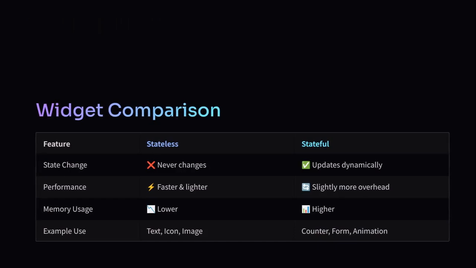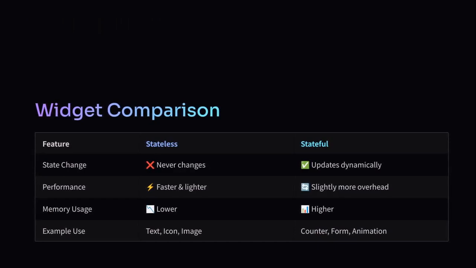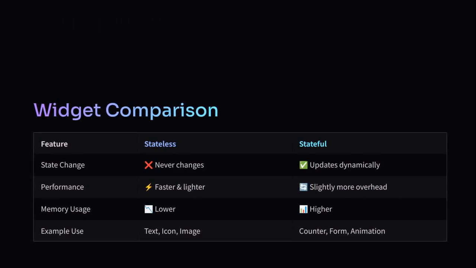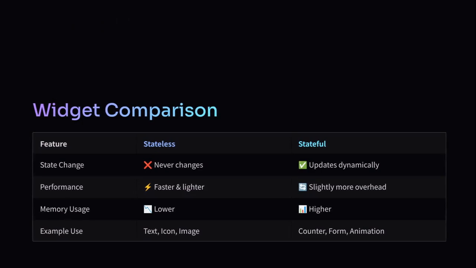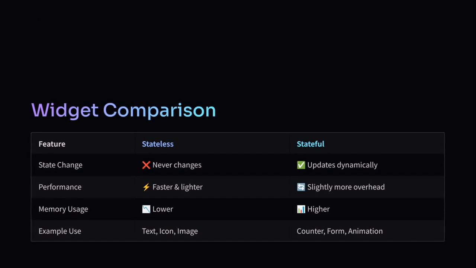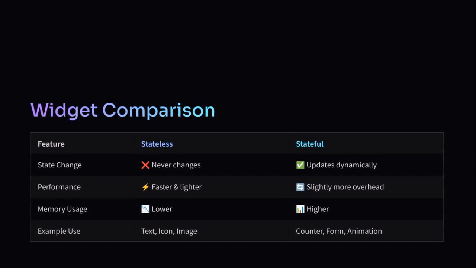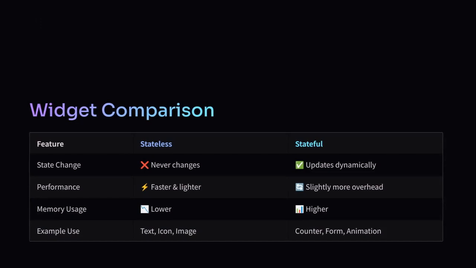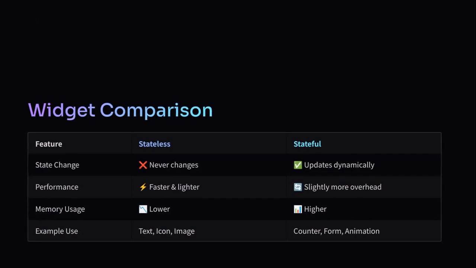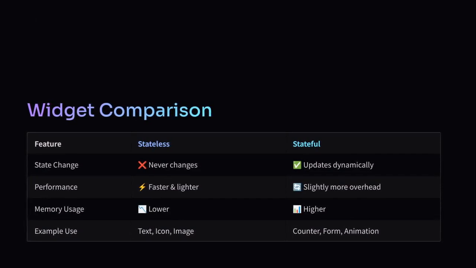When comparing stateless and stateful widgets, it's important to consider factors like state changes, performance, and memory usage. Stateless widgets are faster and lighter since they never change, while stateful widgets provide dynamic updates and interactivity, though they come with slightly more overhead. Choosing the right type ensures your app runs efficiently and smoothly.